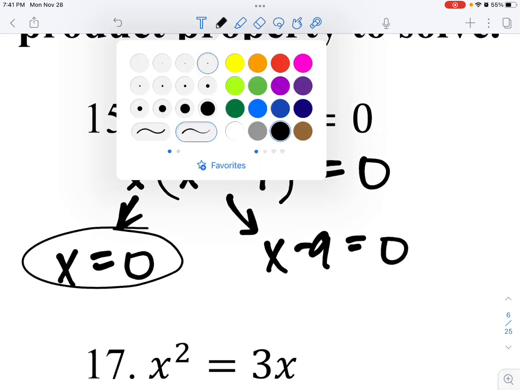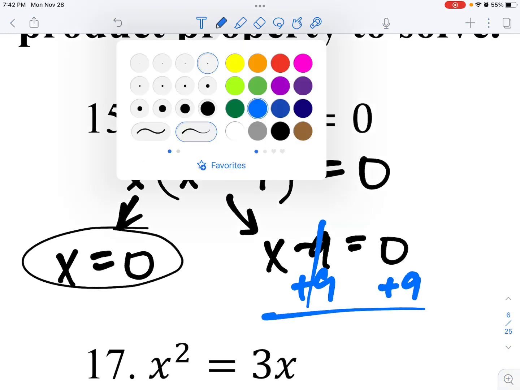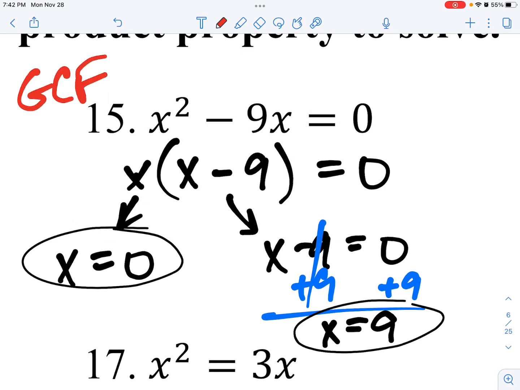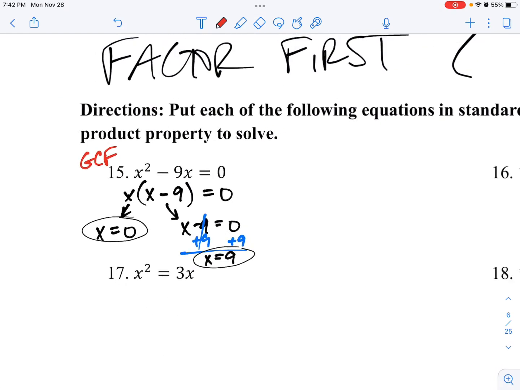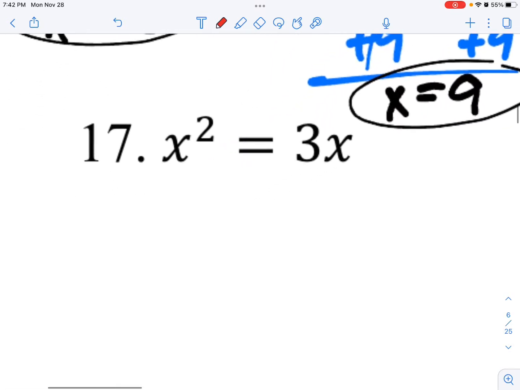This looks familiar to the one we did on the front. I'm going to add 9 to both sides, and I'm going to end up with x equals 9 for my other answer. But I had to factor this thing first. And don't forget that there are sometimes these things called a GCF. Sometimes that will help you factor. Let me try this one.